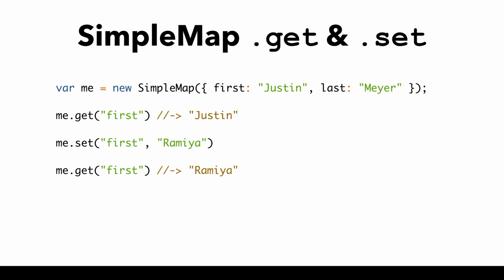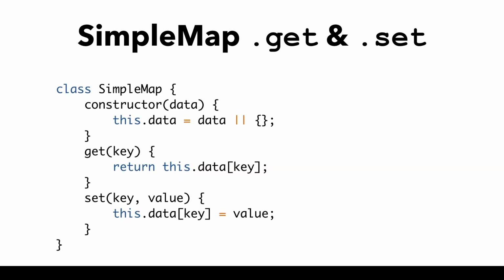So let's start by implementing SimpleMap's get and set. This shows how you can create a simple map and use its get and set methods to read and write properties. We can implement this fairly easily by storing the data for a simple map in a data object. Get and set just read and write values from and to the internal data object.